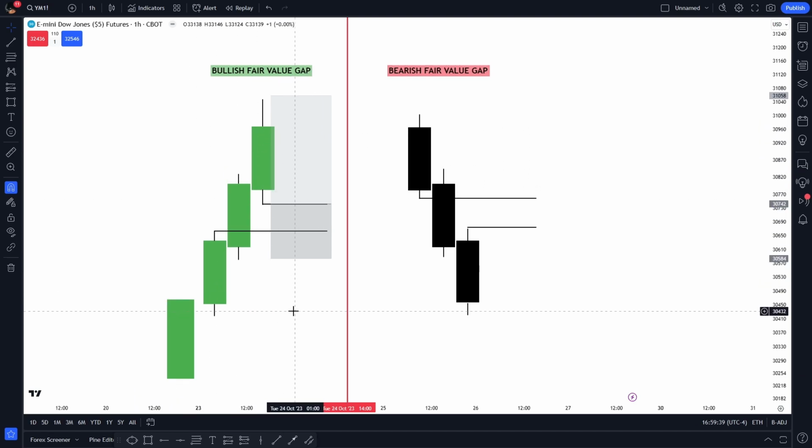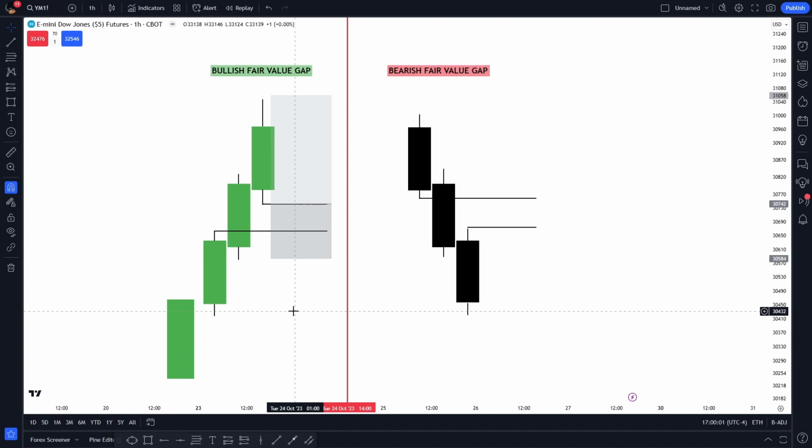Some people teach it's different. I find that it has the highest win rate when targeting 1 to 2s. You could also target opposing liquidity or just obvious points or pools of liquidity. That is completely up to you. I'm just teaching what I have found to be the highest win rate, which is a 1 to 2 risk to reward.